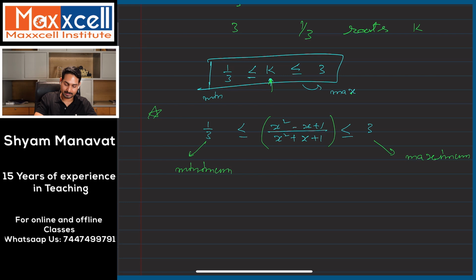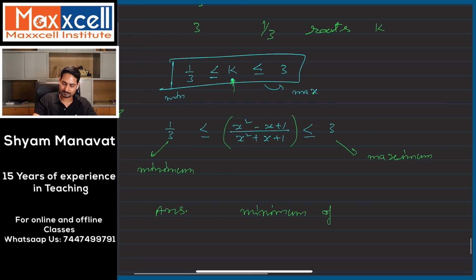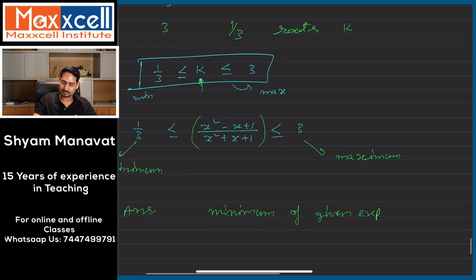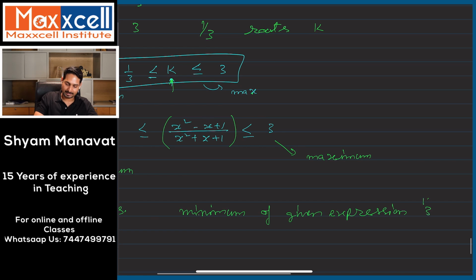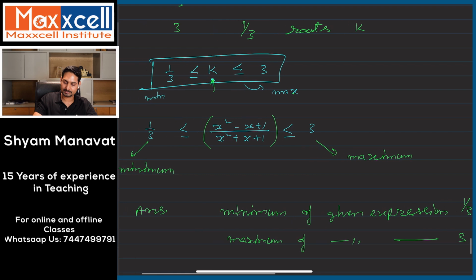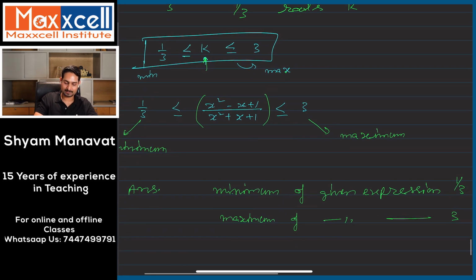You have to write the answer. Okay, write the answer. What is the answer? The minimum value of the given expression is 1 by 3 and the maximum of the given expression is 3. This is your answer. 3 and 1 by 3. This is your answer.